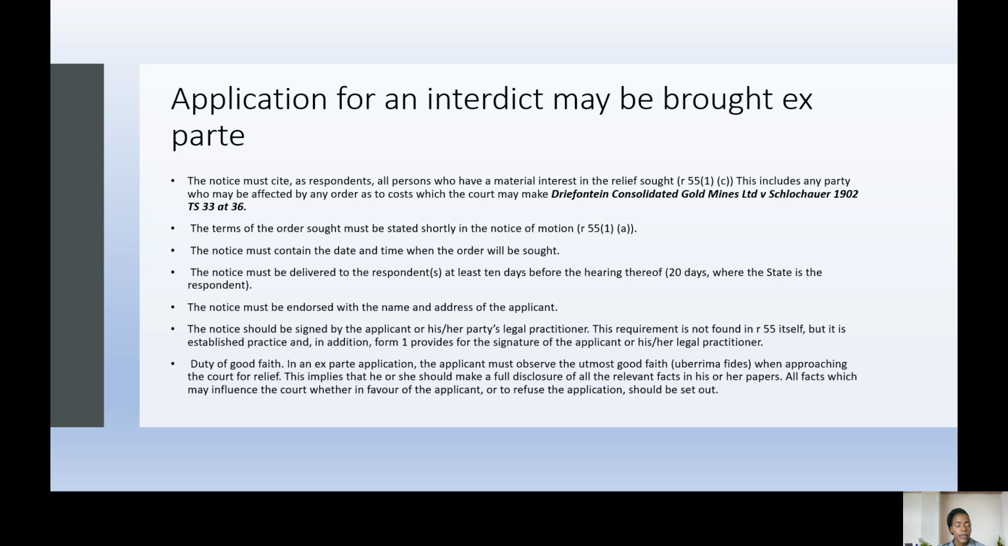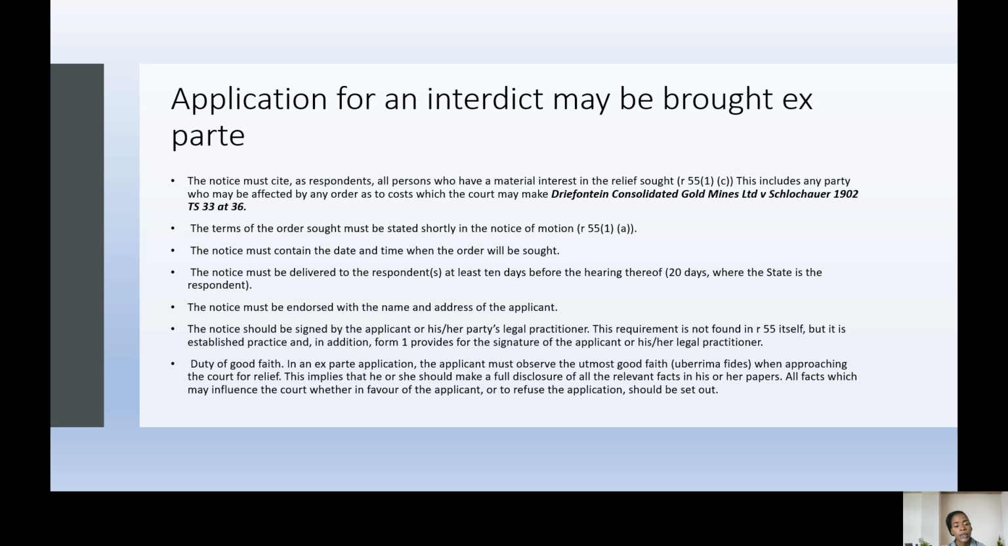20 days where the state is the respondent. The notice must be endorsed with the name and address of the applicant. The notice should be signed by the registrar or the party's legal practitioner. The requirement is not found in Rule 55 itself, but it is established in practice. In addition, Form 1 provides for signature of the applicant or his or her legal practitioner.